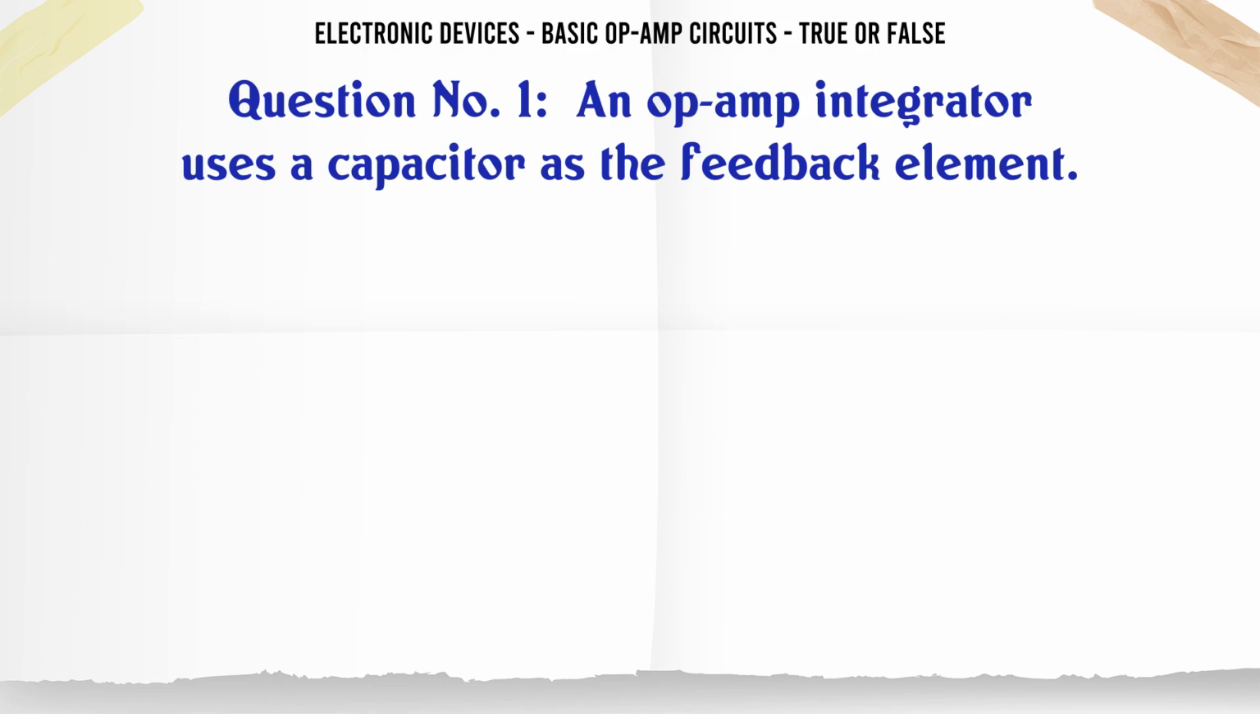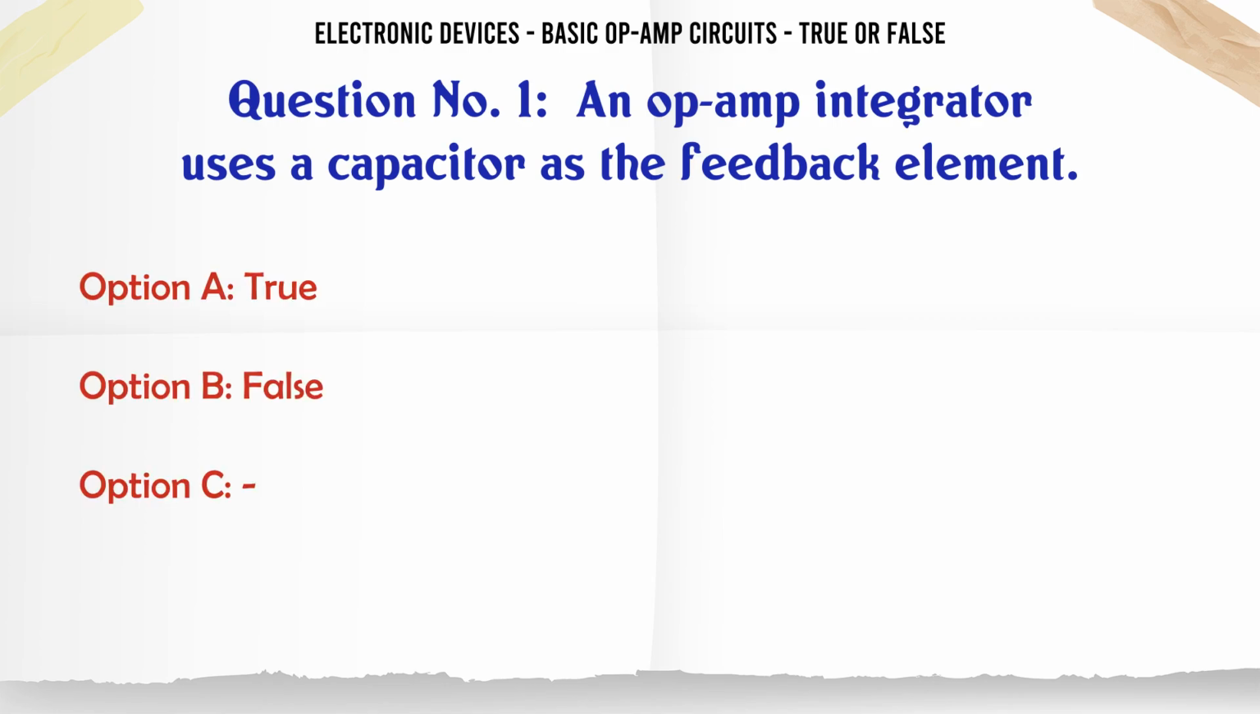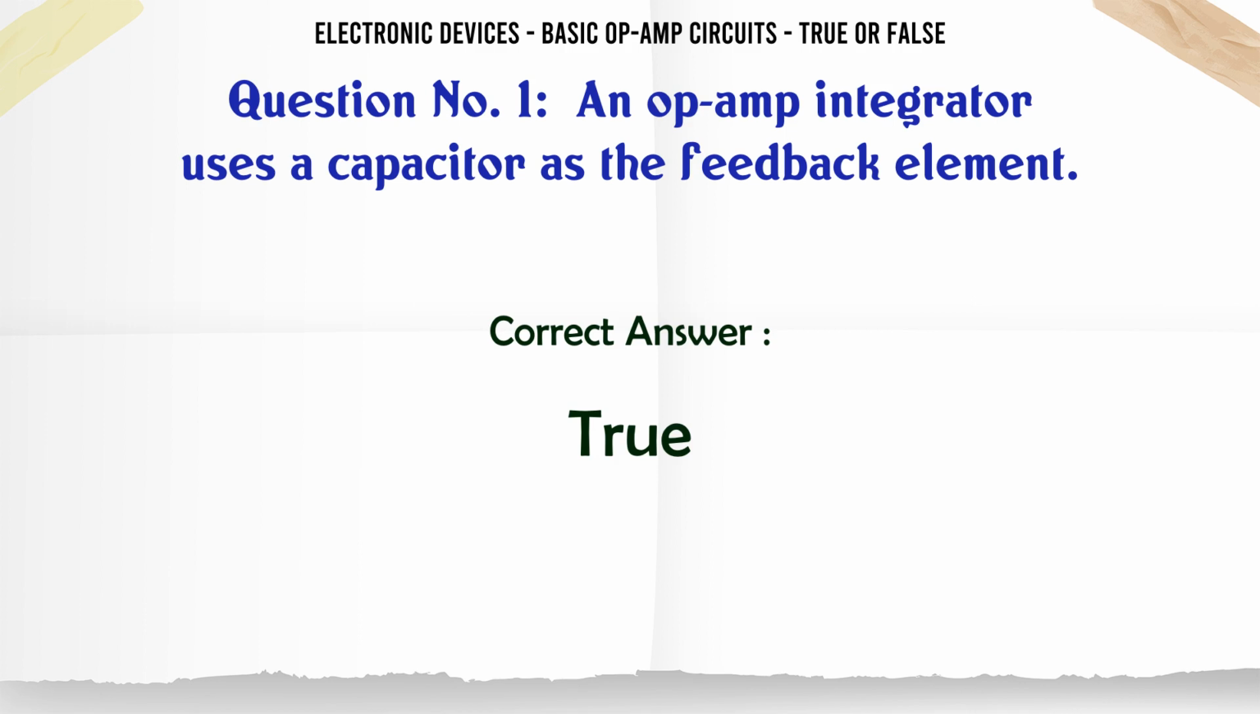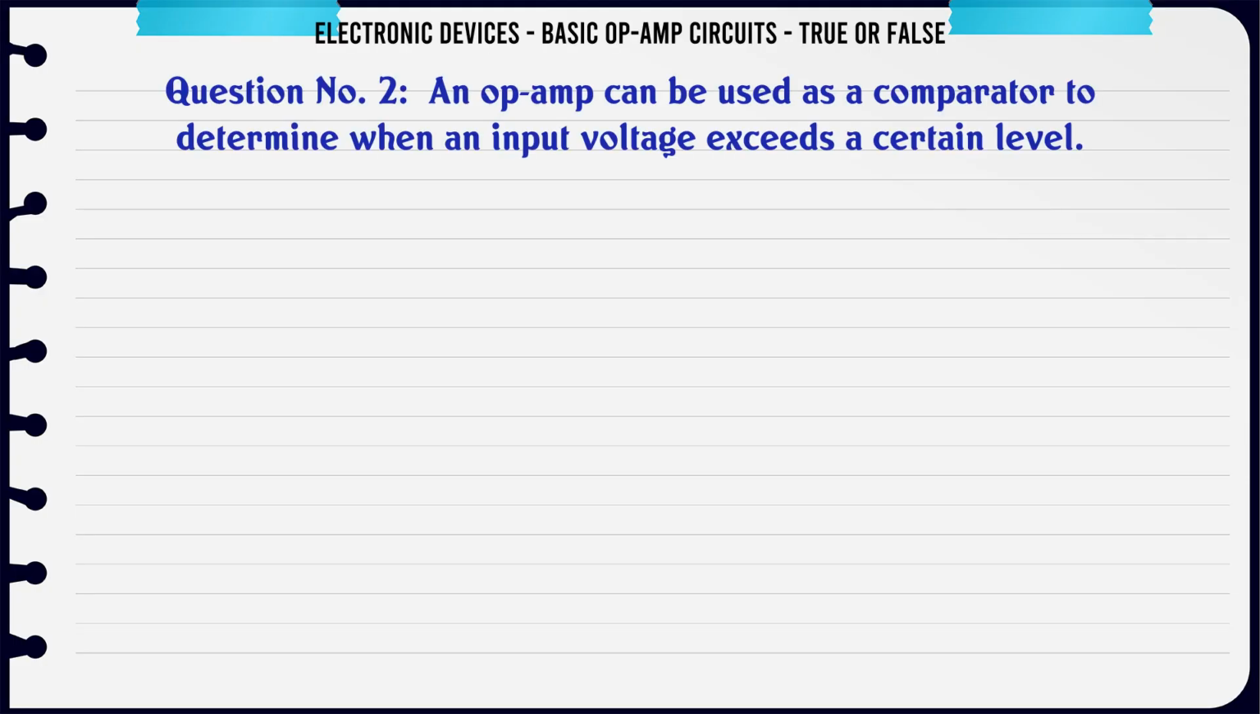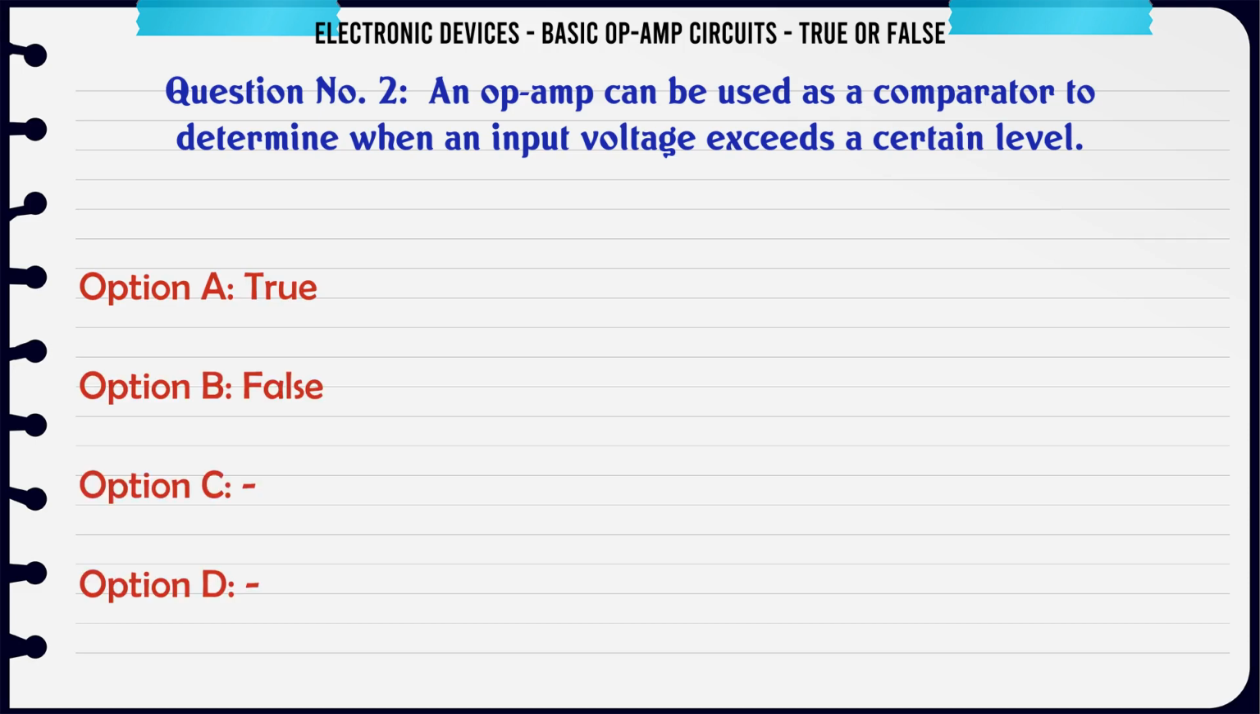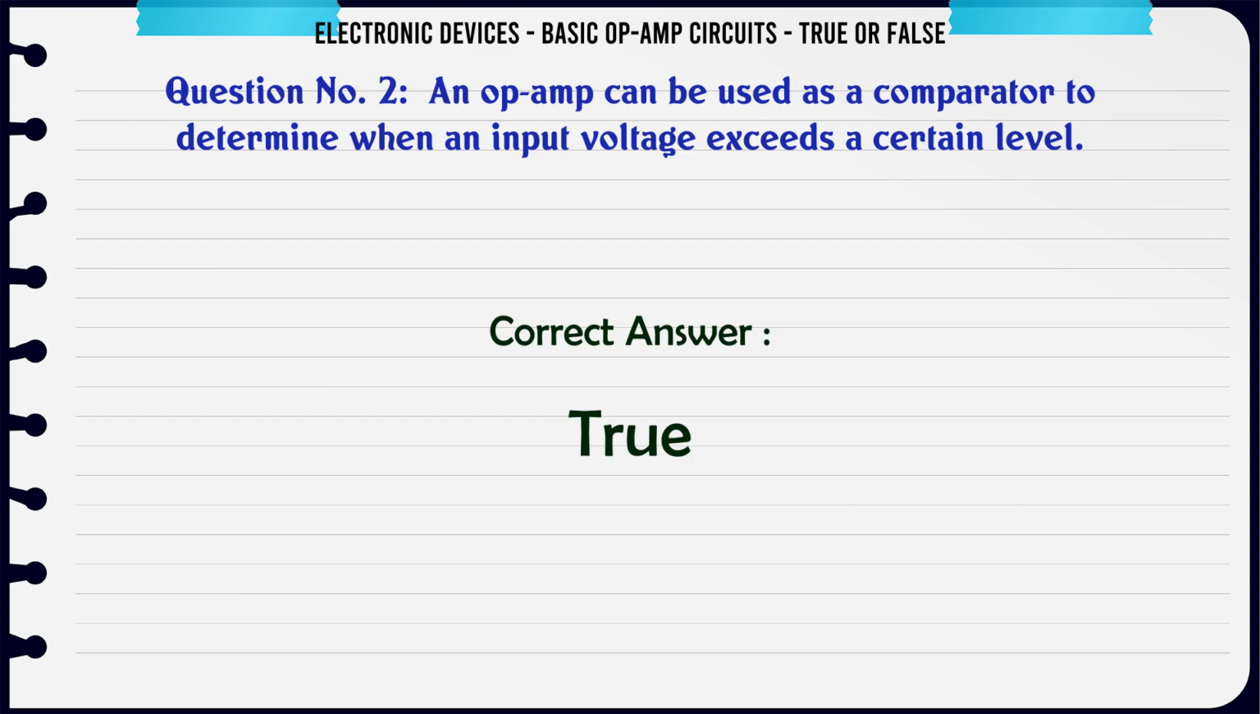An op-amp integrator uses a capacitor as the feedback element. A. True. B. False. The correct answer is true. An op-amp can be used as a comparator to determine when an input voltage exceeds a certain level. A. True. B. False. The correct answer is true.